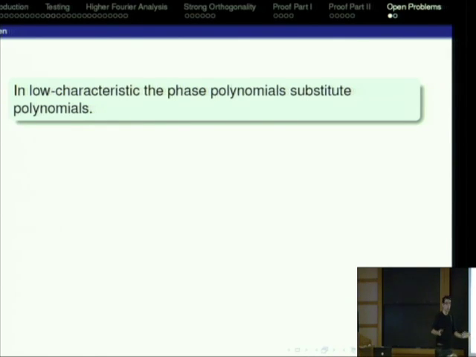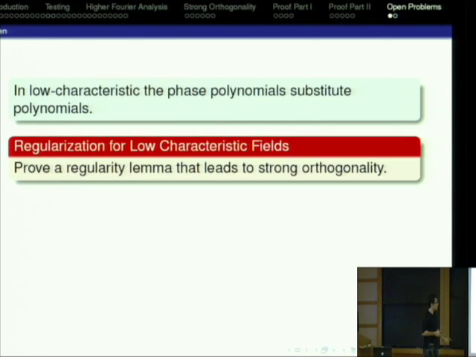So the main thing that remains open is the low characteristic case. In the low characteristic case, there are things called phase polynomials, which substitute for the polynomials that we have here, these exponentials of polynomials. First of all, I don't know any satisfactory regularization for these low characteristic fields, such that it satisfies this strong orthogonality form that we want: either you have complete cancellation or you get some averages which are very small over linear forms. In fact, if you can prove such a regularity statement, it will prove the inverse theorem for low characteristic polynomials. Currently, there is only a partial result there.